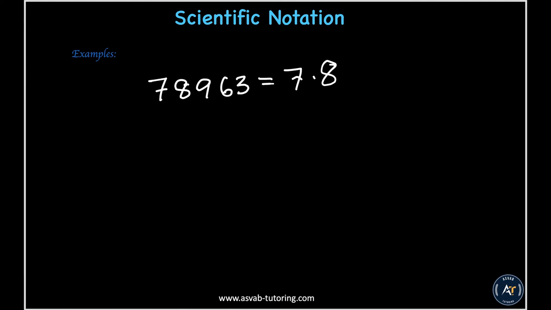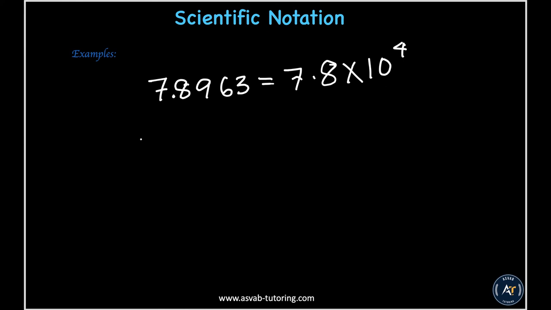If you don't write the rest of the digits, you should be fine. But next you need to write times 10 and see after the decimal how many digits you have from left to right. So I have 1, 2, 3, 4. So that answer should be 7.8 times 10 to the power 4.